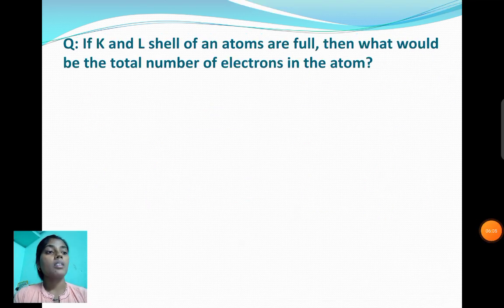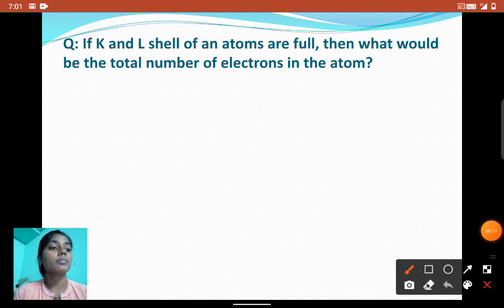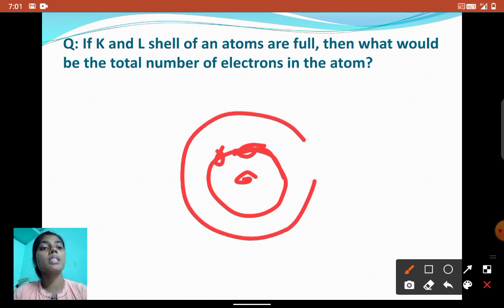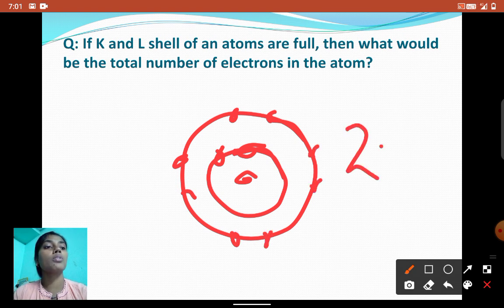Next, a question. If the K and L shells of an atom are full, then what would be the total number of electrons in the atom? The first shell, K, has 2 electrons. The next shell has 8 electrons. So the maximum number of electrons is 2 plus 8. So it is total 10.